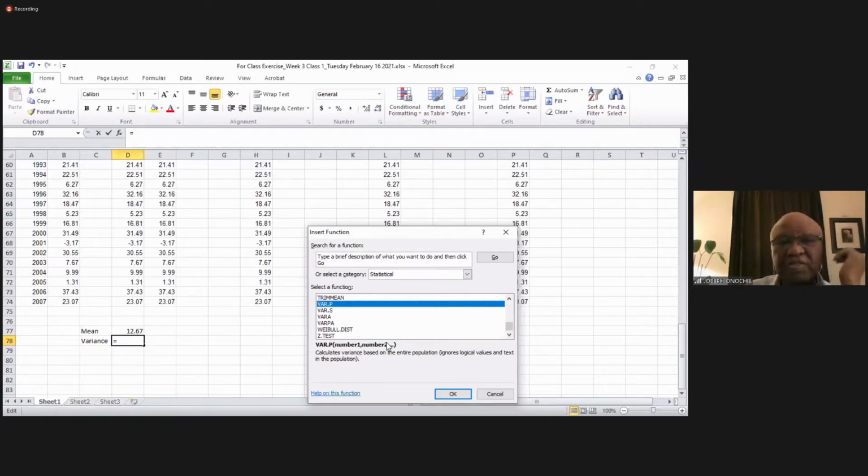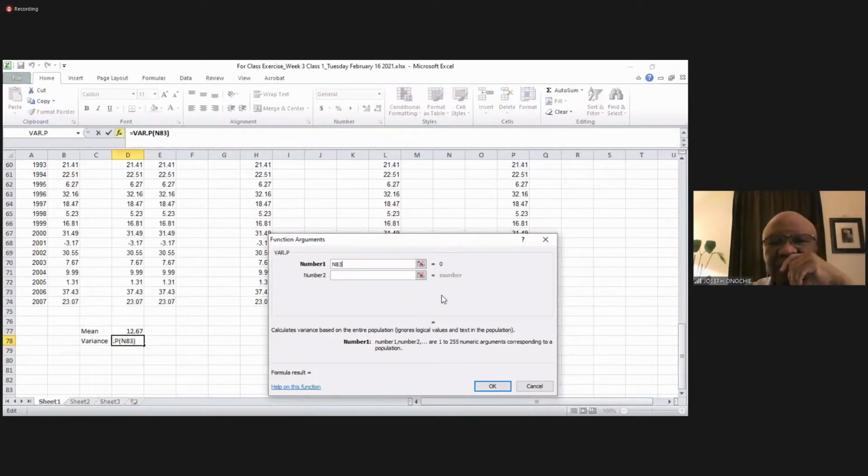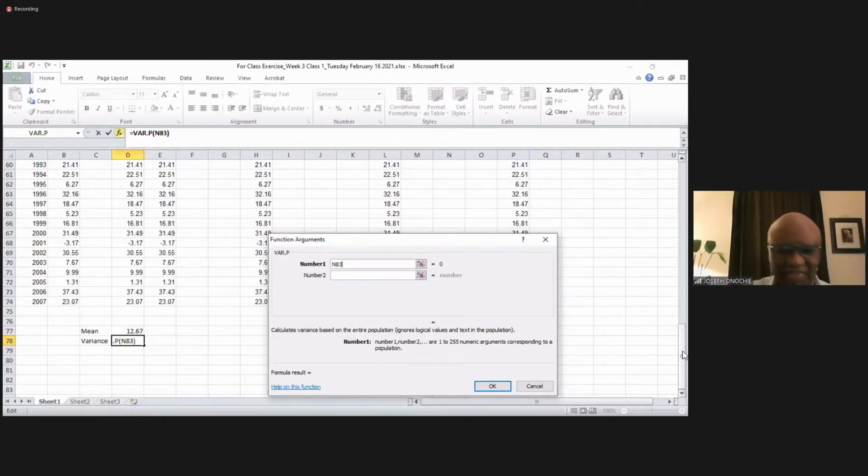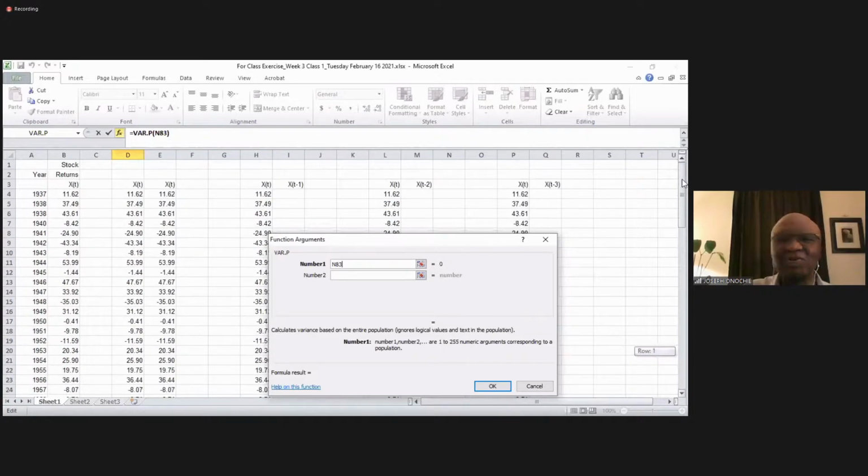So I'm going to select it. I say okay, and it will be from B5. So I say okay. What's my data range? D4 to D74. I like to select it myself, so I know what I'm doing. So D4 to D74.